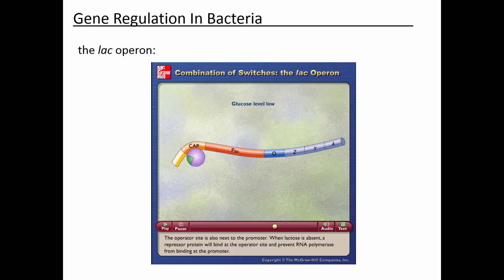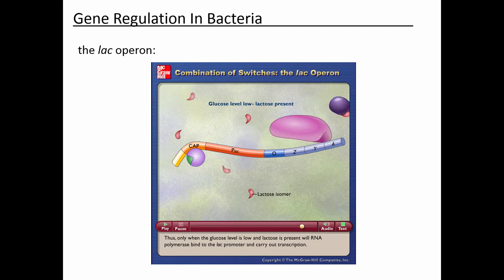The operator site is also next to the promoter. When lactose is absent, a repressor protein will bind at the operator site and prevent RNA polymerase from binding at the promoter. When lactose is present, a lactose isomer will bind to the repressor and prevent it from binding to the operator site. Thus, only when the glucose level is low and lactose is present will RNA polymerase bind to the lac promoter and carry out transcription.